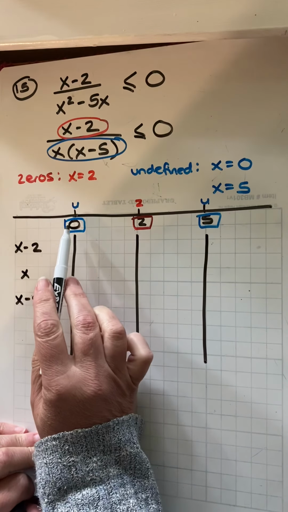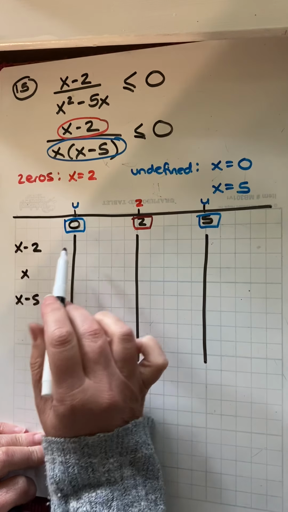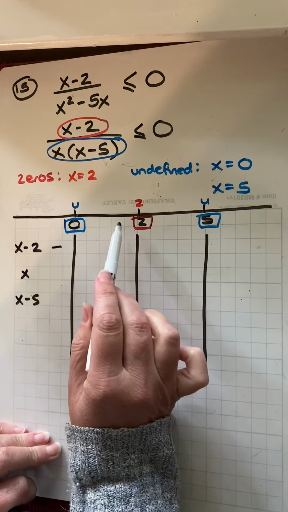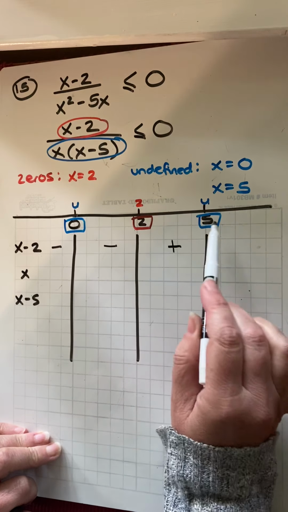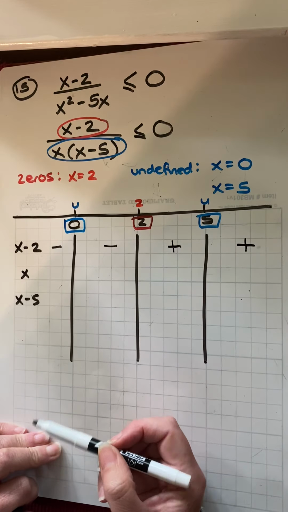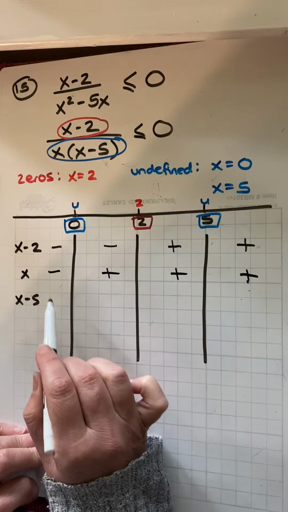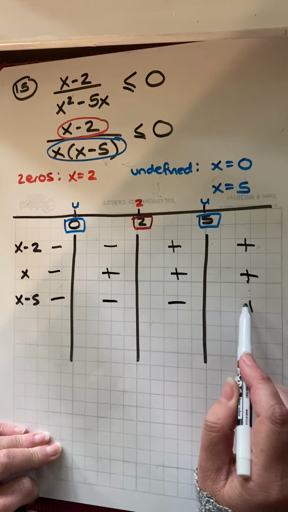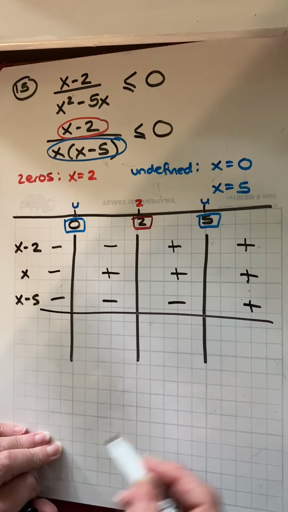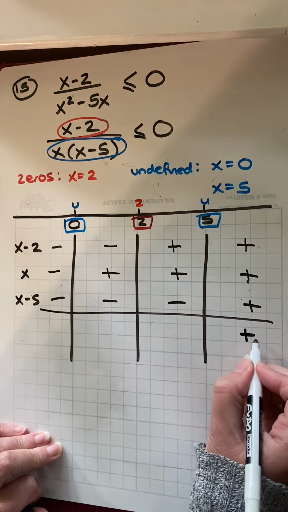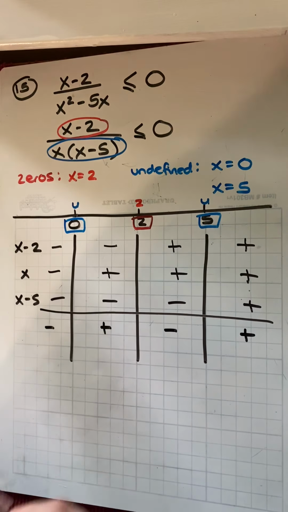So again, you're going to pick something less than 0, put it into x minus 2, so like -1. -1 minus 2 is negative. If we pick something between 0 and 2, that's going to be negative. Between 2 and 5 is going to be positive, and greater than 5 is going to be positive. Again, here we're going to get a negative, positive, positive, positive. Here we're going to get negative, negative, negative, positive. And then the idea is that all of these positives and negatives are being multiplied and divided together. So you're trying to see overall, the expression is going to be positive here, negative, positive, and negative.